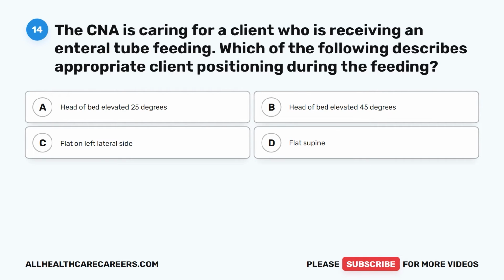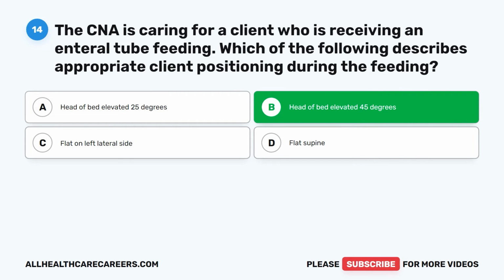Question 14. The CNA is caring for a client who is receiving an enteral tube feeding. Which of the following describes appropriate client positioning during the feeding? A. Head of bed elevated 25 degrees. B. Head of bed elevated 45 degrees. C. Flat on left lateral side. D. Flat supine. The correct answer is B.